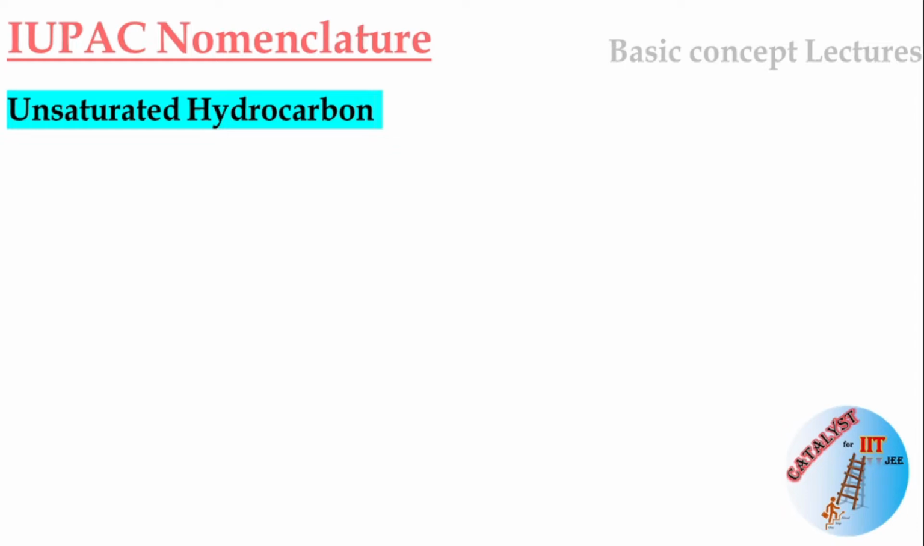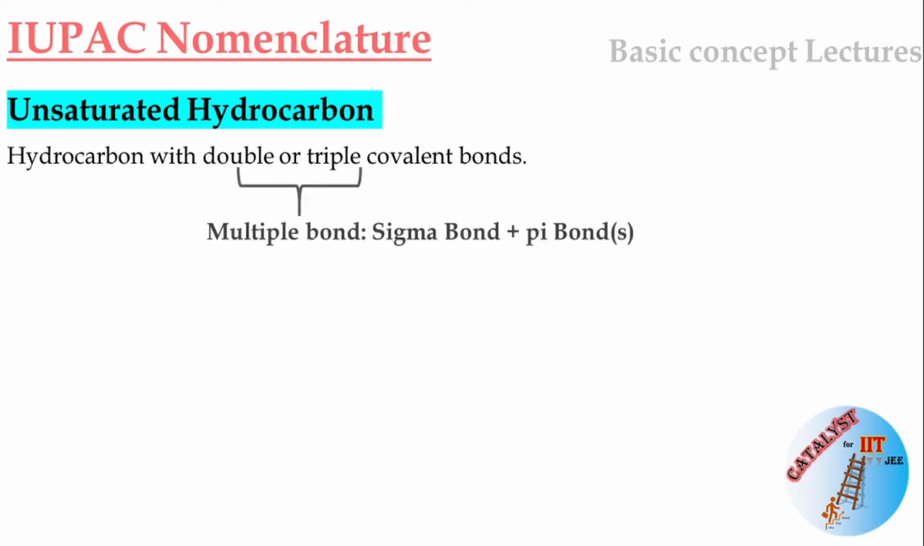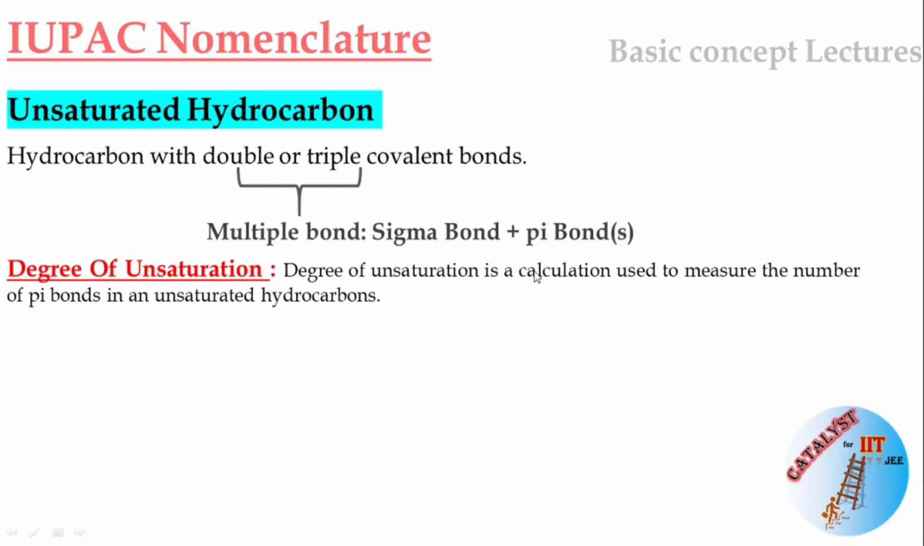So let us start this lecture by asking a very simple question: what are unsaturated hydrocarbons? Although I have already taught you very precisely the difference between saturated and unsaturated hydrocarbons, in this lecture I will brief you on what an unsaturated hydrocarbon is. All hydrocarbons with a double covalent bond or triple covalent bond can be classified as unsaturated hydrocarbons. These double and triple covalent bonds are classified together as multiple bonds, and they are a combination of sigma bonds and pi bonds.